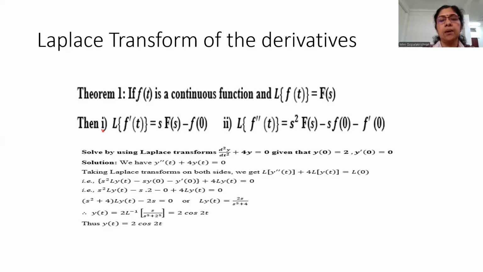When you take that, you will get 2 cos 2t, because s by s square plus 2 square is the inverse Laplace transform of cos 2t. So the functional value of the solution to our ODE is 2 cos 2t.